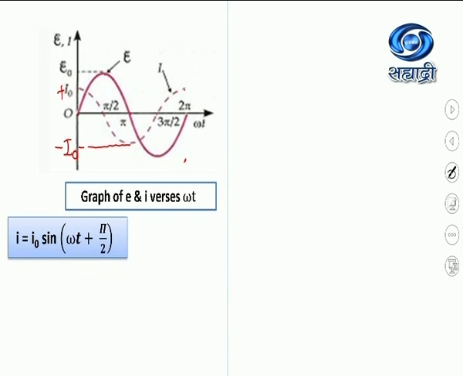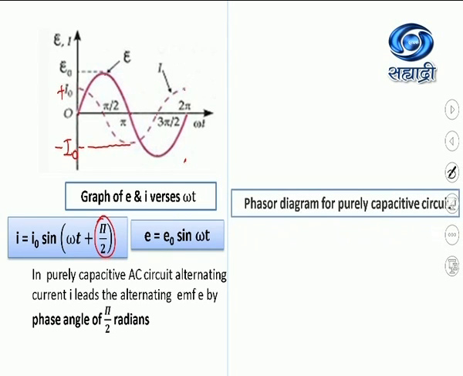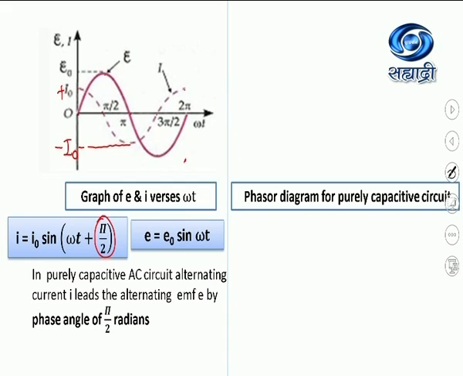Now we know the expression for the current is I is equal to I naught sine of omega t plus pi by 2, and for the EMF, E is equal to E naught sine of omega t. If we compare the phase of the EMF and the phase of the current, what is the difference in phase? The difference in phase is pi by 2. And that's why I can say that the current leads the EMF in phase by pi by 2 radians. In other words, we can say that the EMF lags behind the current in phase by pi by 2 radians. So there is a phase difference of pi by 2 radians between the current and the EMF.